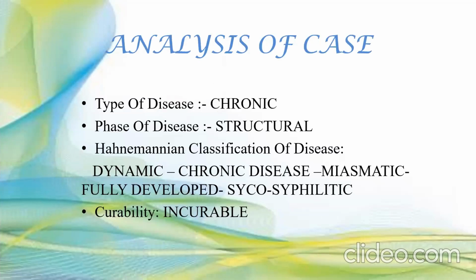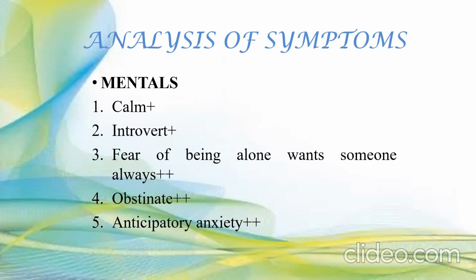Analysis of case: type of disease is chronic, phase of disease is structural, Hahnemannian classification is dynamic chronic disease, miasmatic, fully developed psychosyphilitic. Incurability: as we know, it is incurable. So it is analyzed.